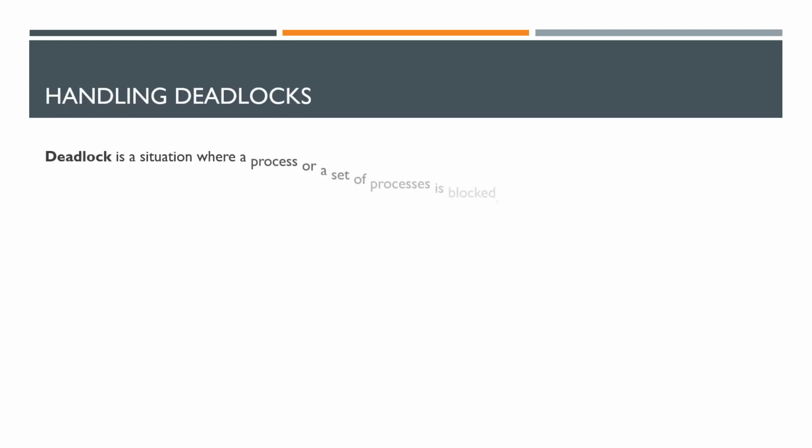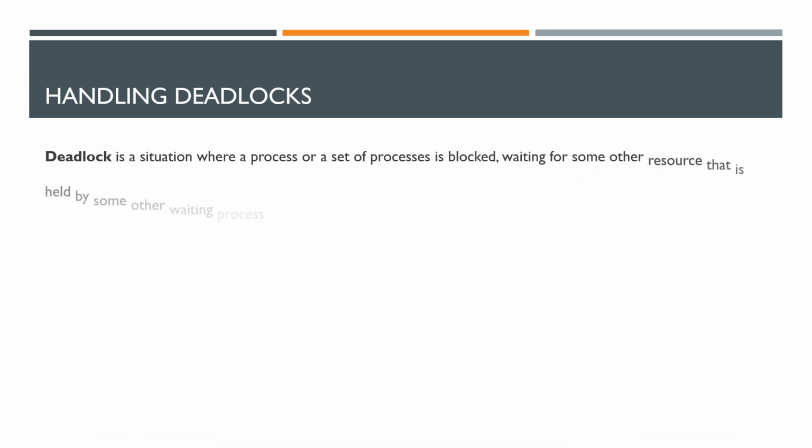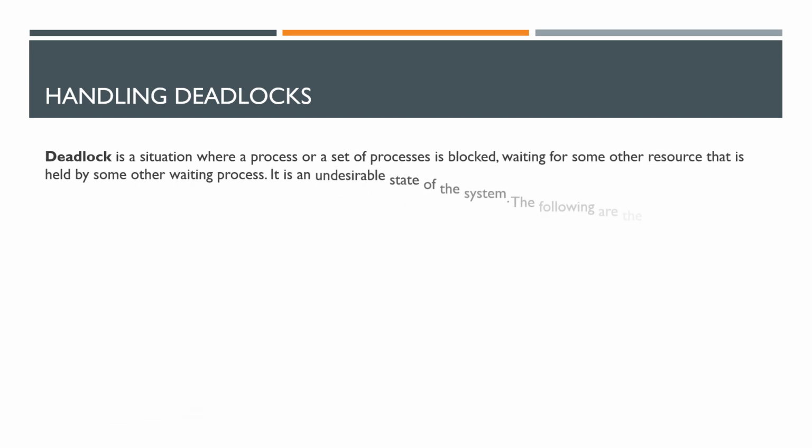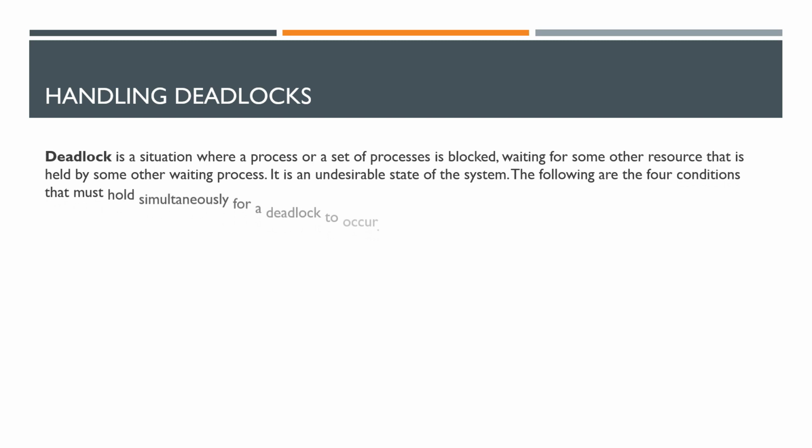Now moving on to the handling of deadlock. Deadlock is a situation where a process or a set of processes is blocked, waiting for some other resources that are held by some other waiting process. It is an undesirable state of the system. The following are the four conditions that must hold simultaneously for a deadlock to occur.